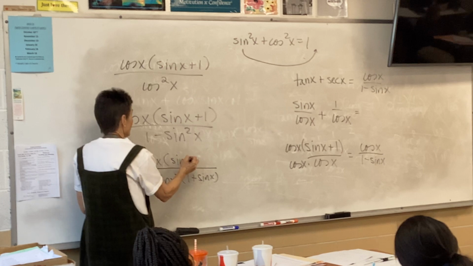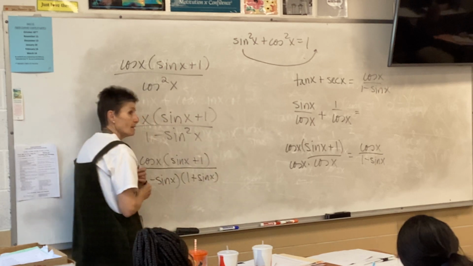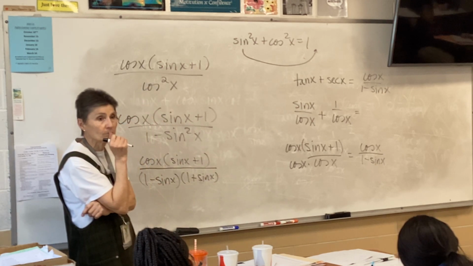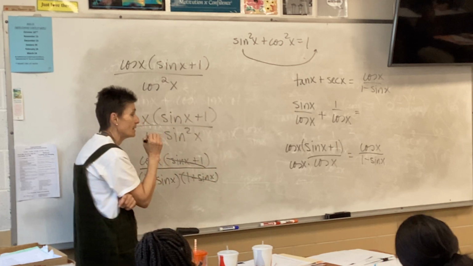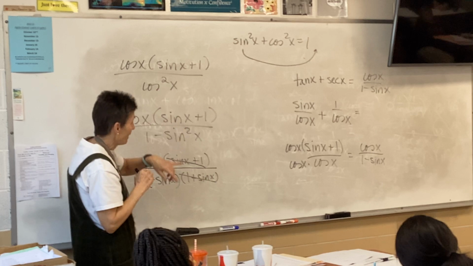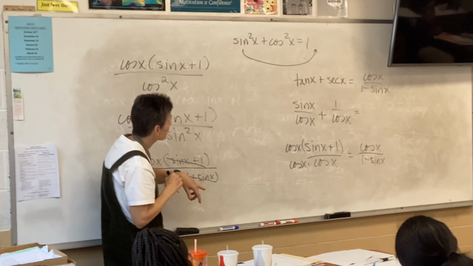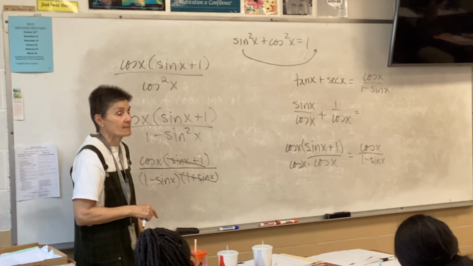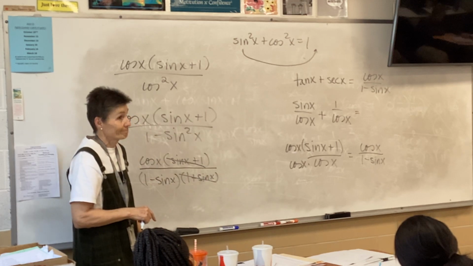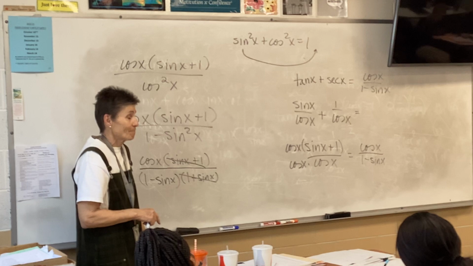The numerator is already factored. And what do you notice though? These are going to cancel. And what am I going to be left with? What I wanted, which is cosine over 1 minus sine. Okay?